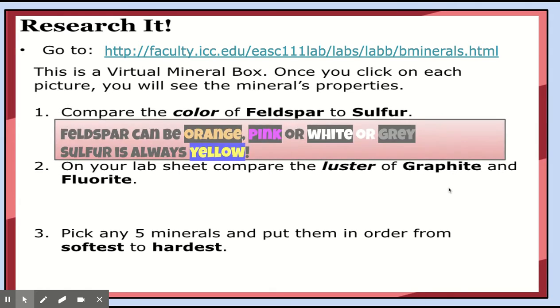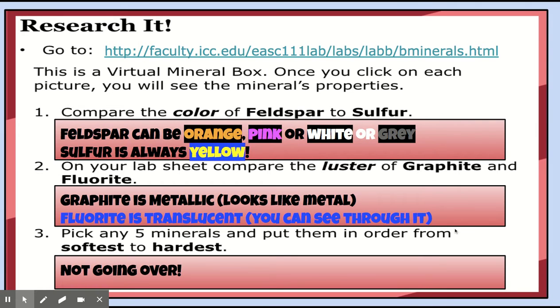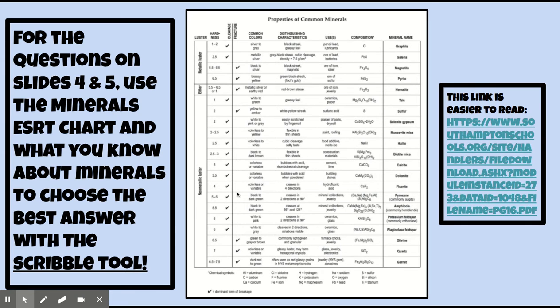For this second slide, same kind of deal. I'm just going to put these answers up here. I'm not going to go over how you should have got them. You would have gone to this link. The answers were on there, or you could have used the table. The only thing I'll say is that for feldspar, if you put one of these, that's fine. And then also for the second question with luster, for fluorite, if you didn't say translucent, if you said non-metallic, also totally fine.